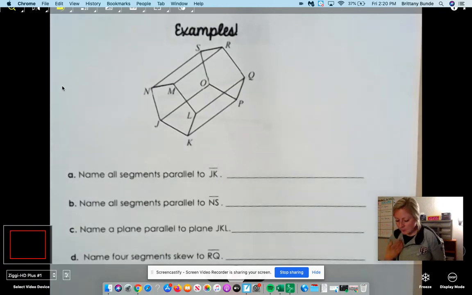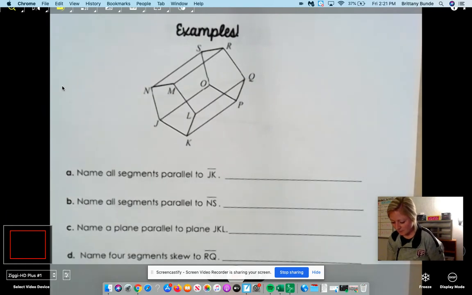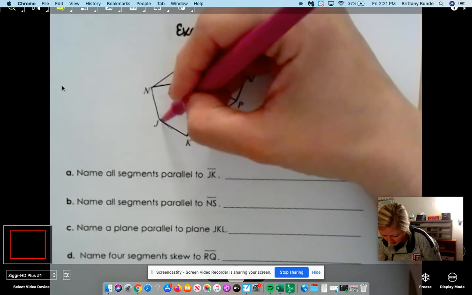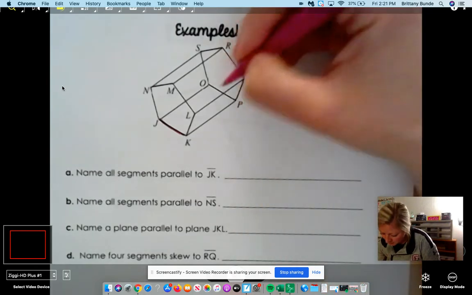Some more examples here. It might be a good idea to pause the video and try these on your own if you want, but if not, we can sure do it together. It says name all segments parallel to JK. JK is just this bottom one. There's only one, and the only one would be OP.